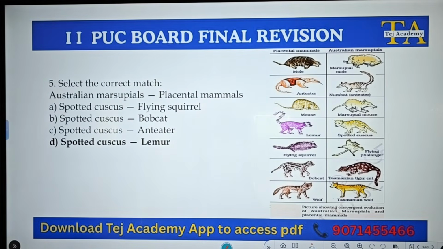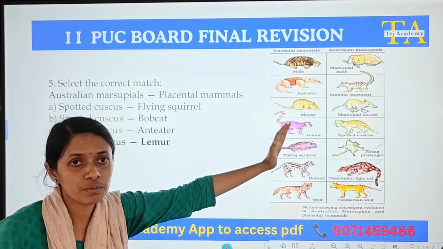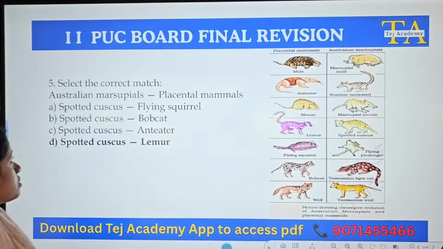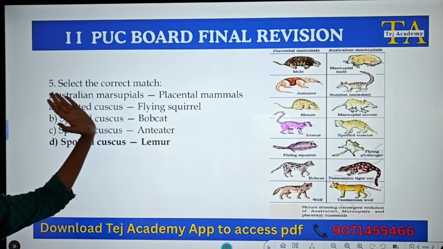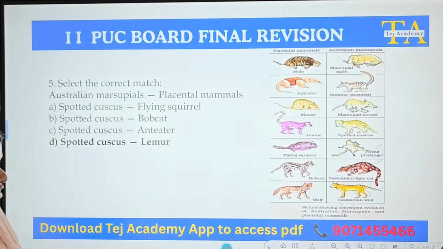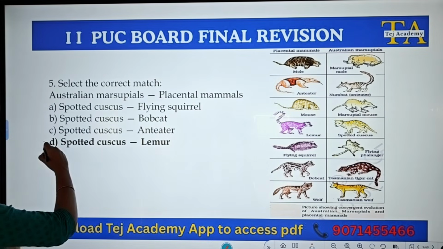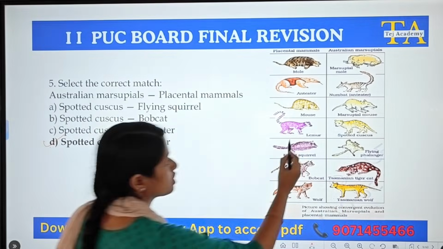The fifth question is, select the correct match. And this question was given from this picture, which is a picture from the Evolution chapter talking about adaptive radiation. So this question, which talks about Australian marsupials and placental mammals convergent evolution due to adaptive radiation, here the correct option is spotted cuscus to that of lemur. You can see here.